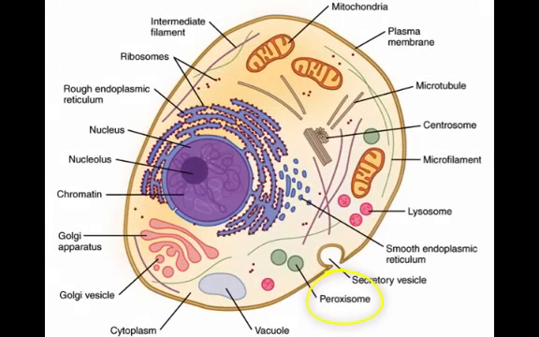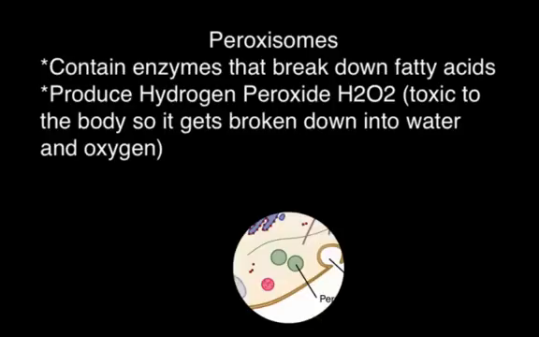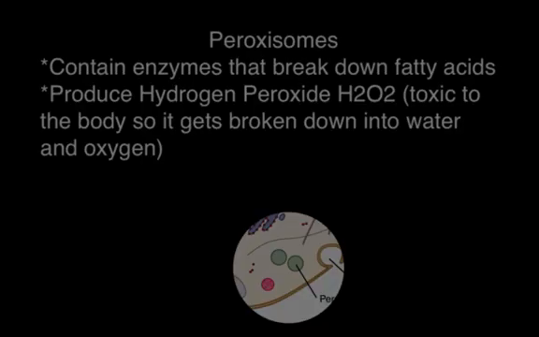Peroxisomes are vesicles surrounded by a membrane. They contain enzymes that break down fatty acids and other organic compounds. As they do so, they produce hydrogen peroxide, or H2O2, which is very toxic to the body. So hydrogen peroxide will have to be broken down into water and oxygen. Peroxisomes come from other peroxisomes, unlike the lysosome, which comes from the Golgi apparatus.